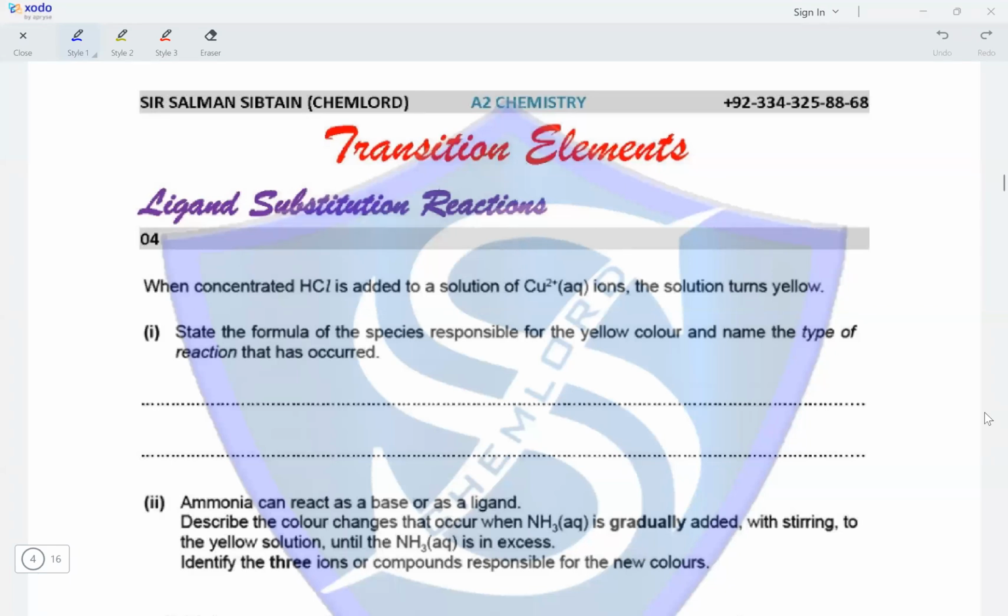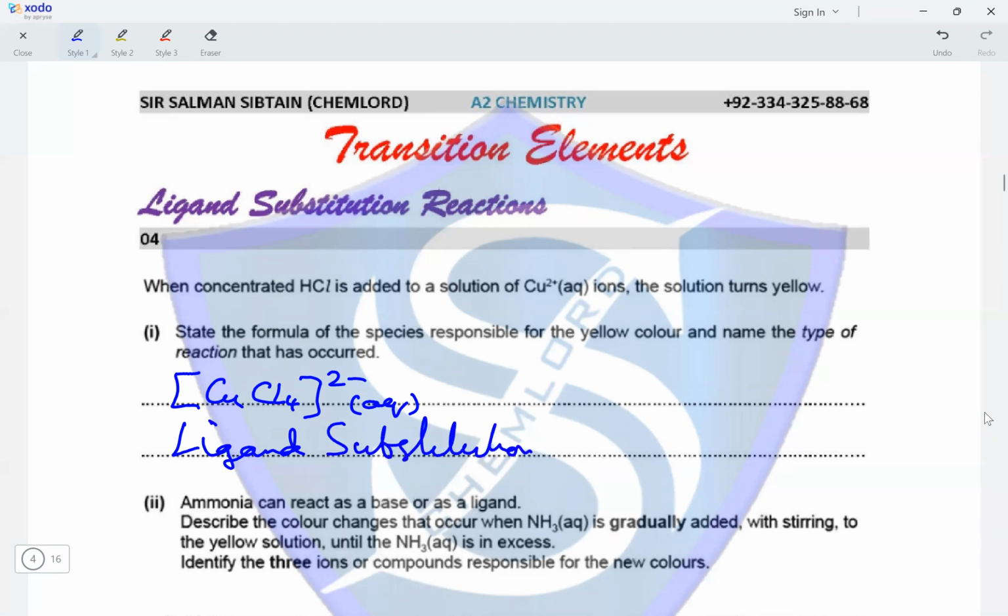Question 4. When concentrated HCl is added to a solution of Cu2+ ions, the solution turns yellow. State the formula of the species responsible for the yellow color and name the type of reaction that has occurred. So, the species that is responsible for the yellow color is CuCl4 2- aqueous ions, and the reaction that has occurred is known as a ligand substitution reaction.